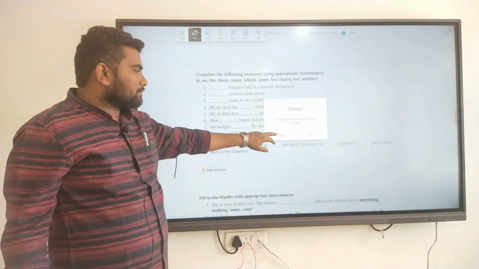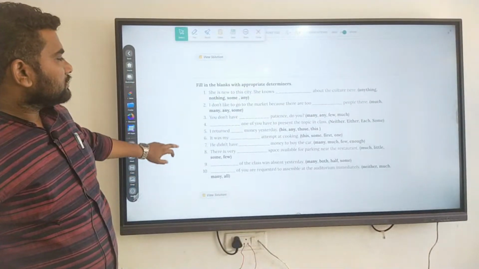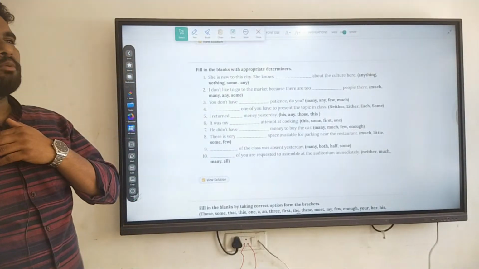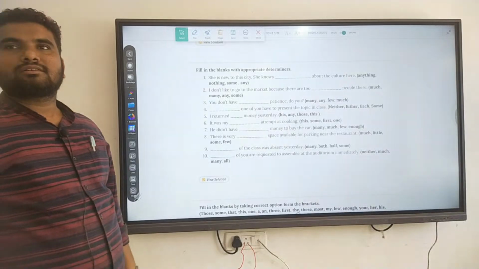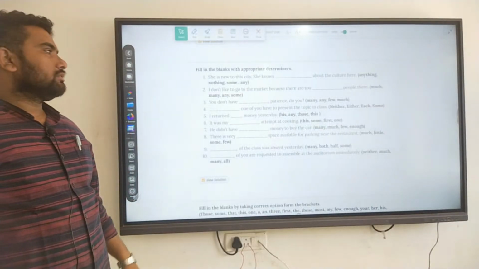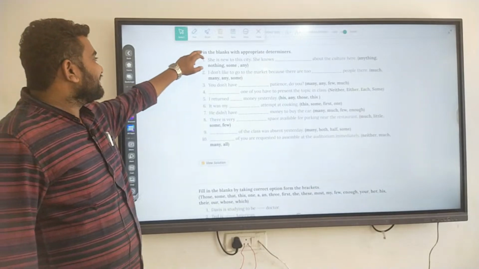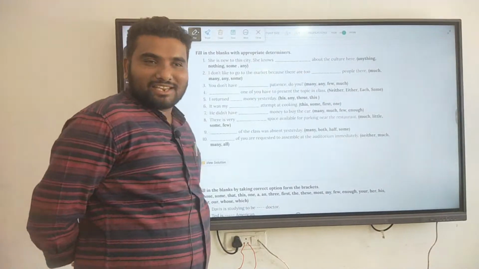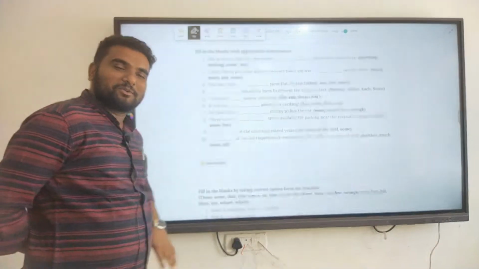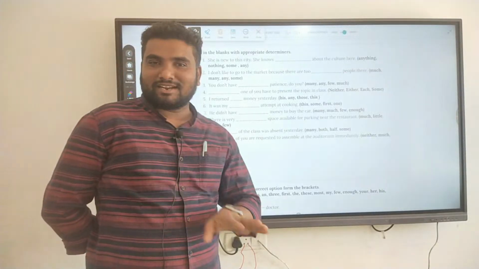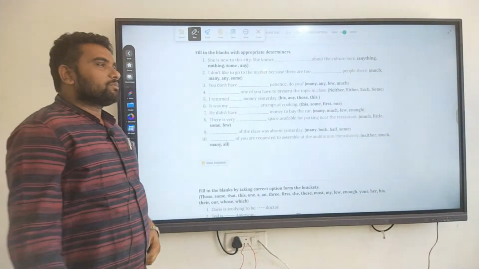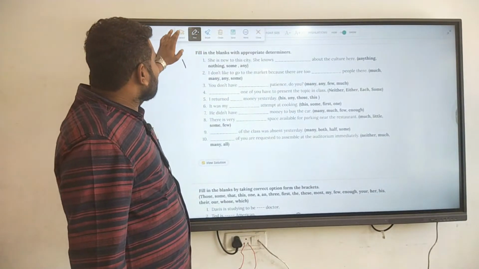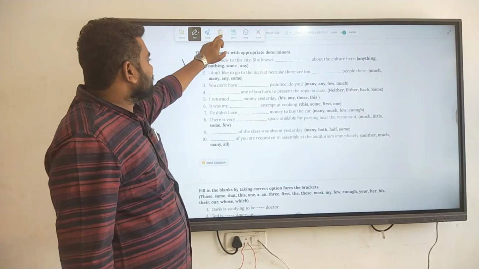And last, there is the third part, that is, fill in the blanks with appropriate determiners. Another part of fill in the blanks. Today's whole topic is on determiners, that is, regarding adjectives. We'll solve it. Hope you'll all understand.